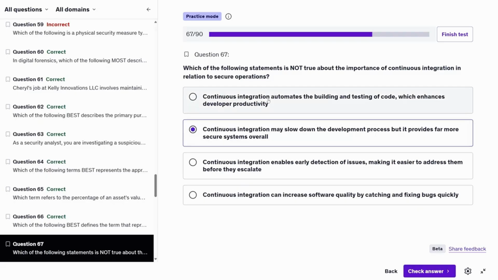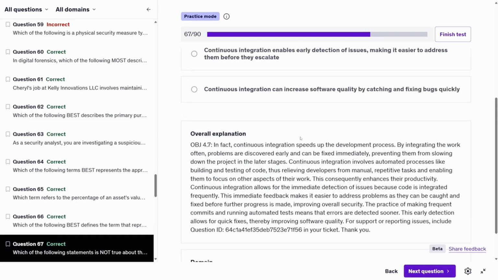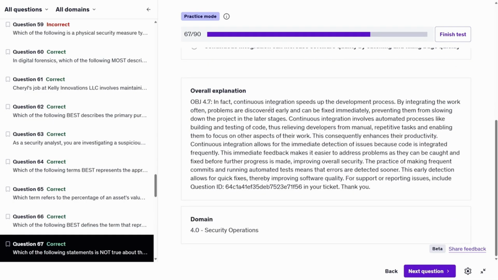The correct answer is B. Continuous integration may slow down the development process, but it provides far more secure systems overall. In fact, continuous integration speeds up the development process. By integrating the work often, problems are discovered early and can be fixed immediately, preventing them from slowing down the project in later stages. Continuous integration involves automated processes like building and testing of code, thus relieving developers from manual repetitive tasks and enabling them to focus on other aspects of their work. This consequently enhances their productivity.